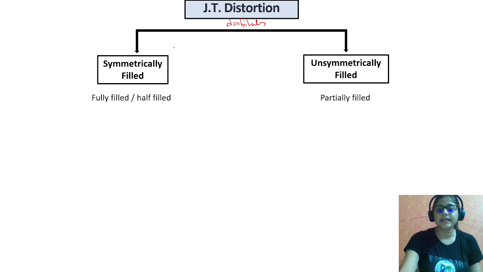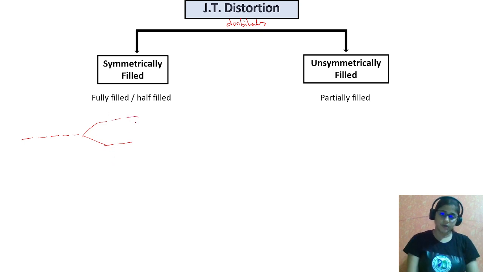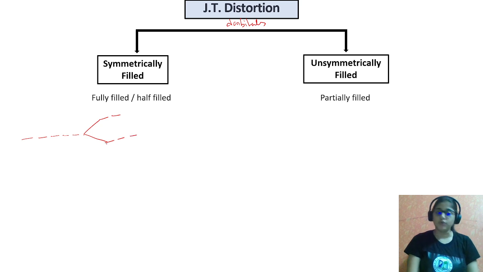But how can we explain that? We know that when a ligand field is there, the five d orbitals split into two energy levels. Sorry, this is actually wrong. The two orbitals will have high energy and three orbitals will have low energy. This is called T2g and this is called eg, right? So fully filled or half filled.